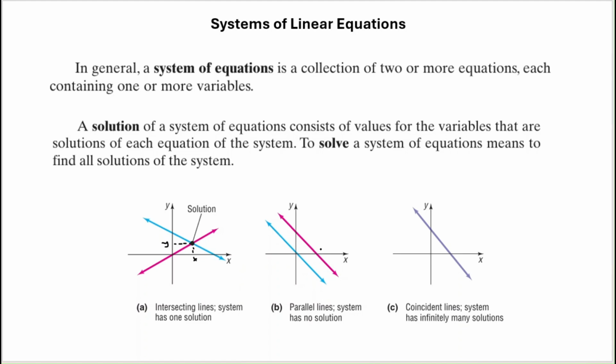There is a second scenario where the lines are parallel, so these equations are not intersecting. In this case, this system has no solution, and we say that the system is inconsistent and the equations are independent.